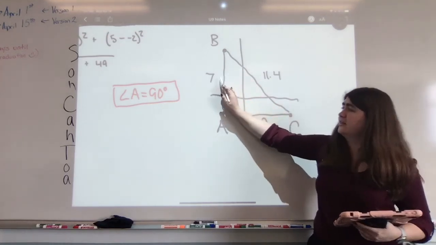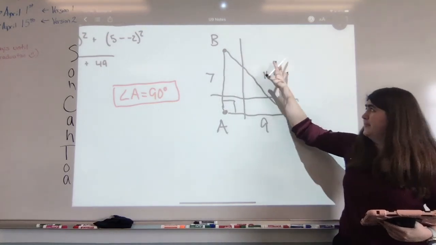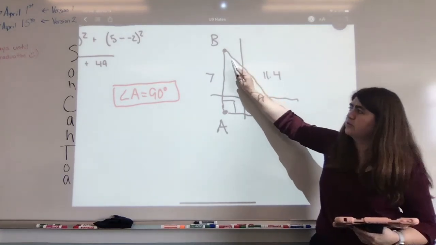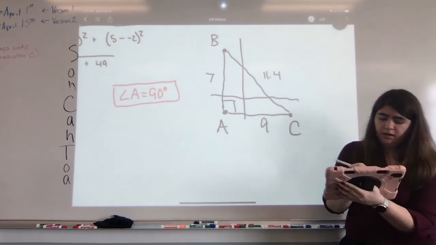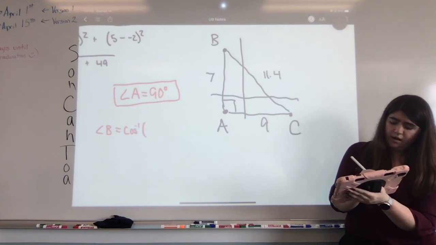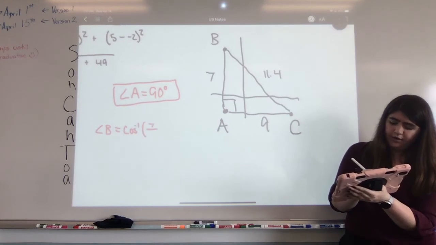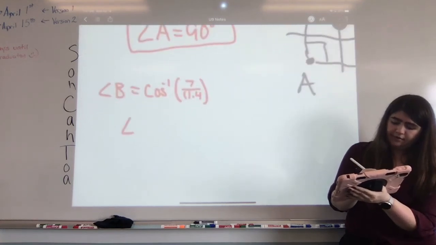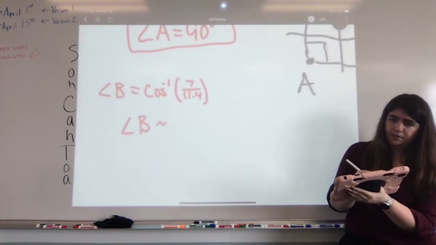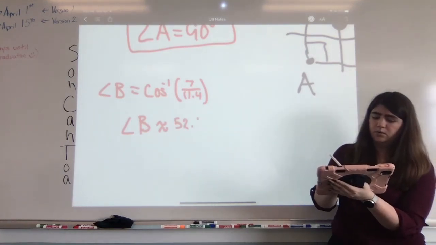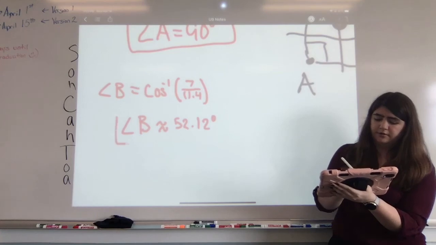So I have the adjacent side of 7 and the hypotenuse of 11.4. Again, we're solving for the angle, so we're using an inverse function. So angle B is equal to the inverse cosine of 7 over 11.4. When we plug that in our calculator, that gives us that angle B is approximately equal to 52.12 degrees.